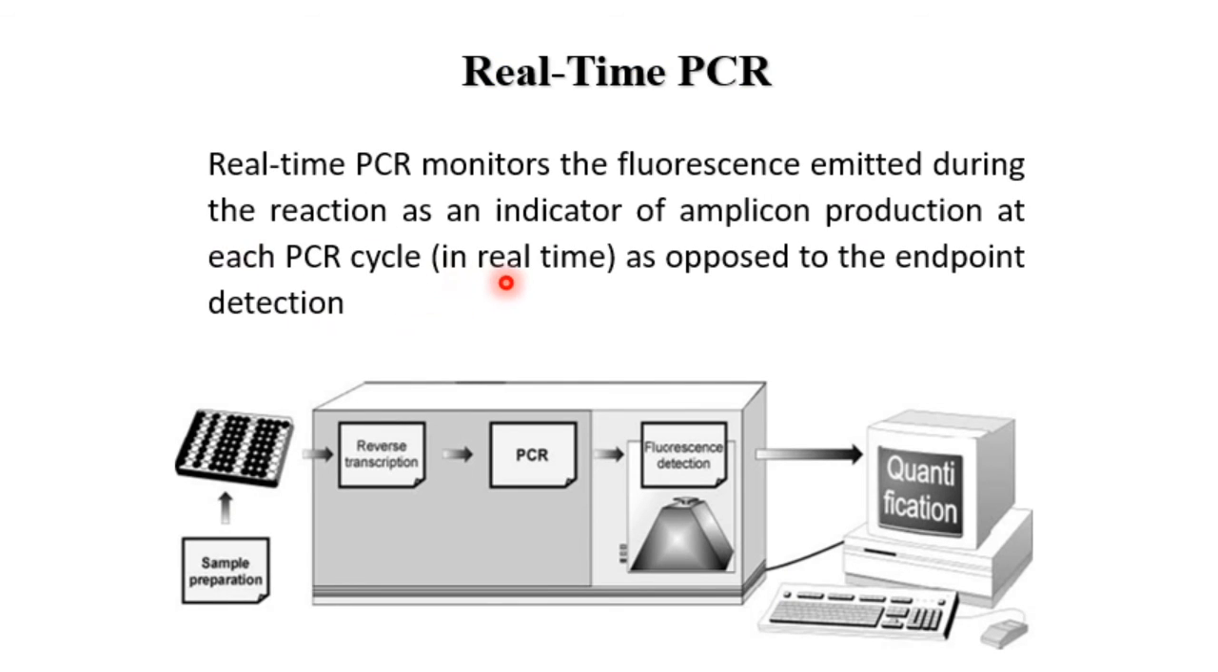Real-time PCR, as we said, monitors the fluorescence which is emitted during the reaction and uses it as an indicator of the amplicon production at each PCR cycle in real time. For that, we call it real time, as opposed to the endpoint detection.